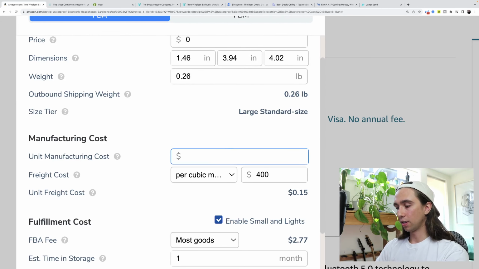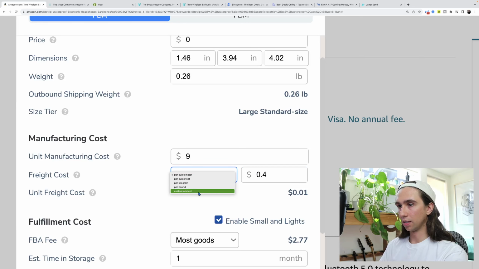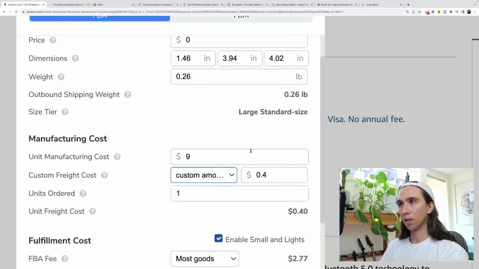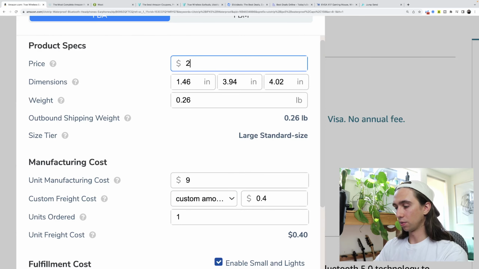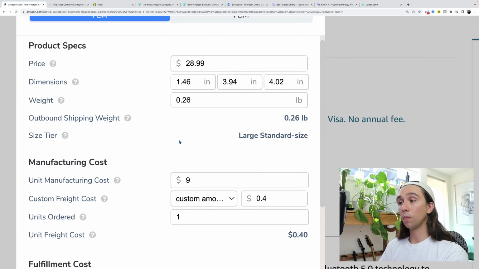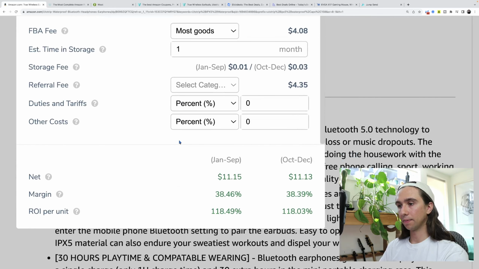So manufacturing cost is going to cost us $9. Something like this, seriously, is probably 40 cents to ship. Maybe even less. And that is custom amount on one unit. We're gonna sell it for $28.99. By the way, remind me, I have to go over that in a second. ROI, if it's over 100, you're good to go. Just make sure you can sell it.